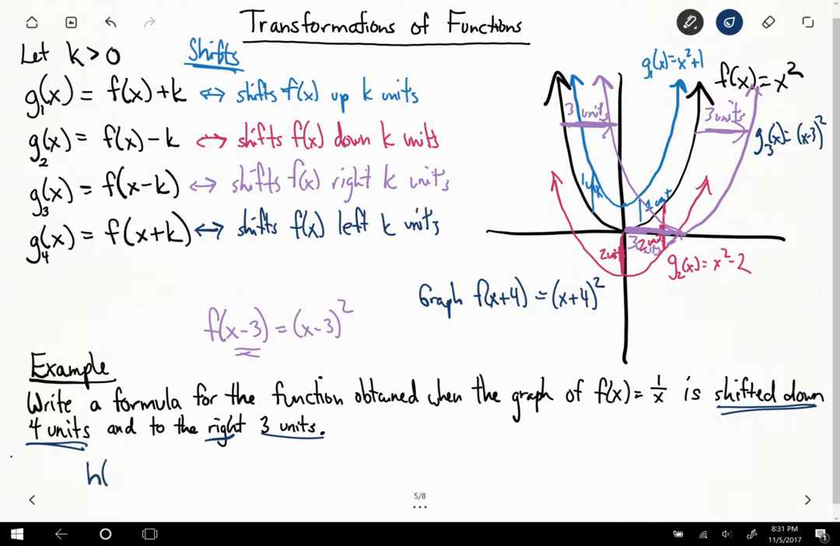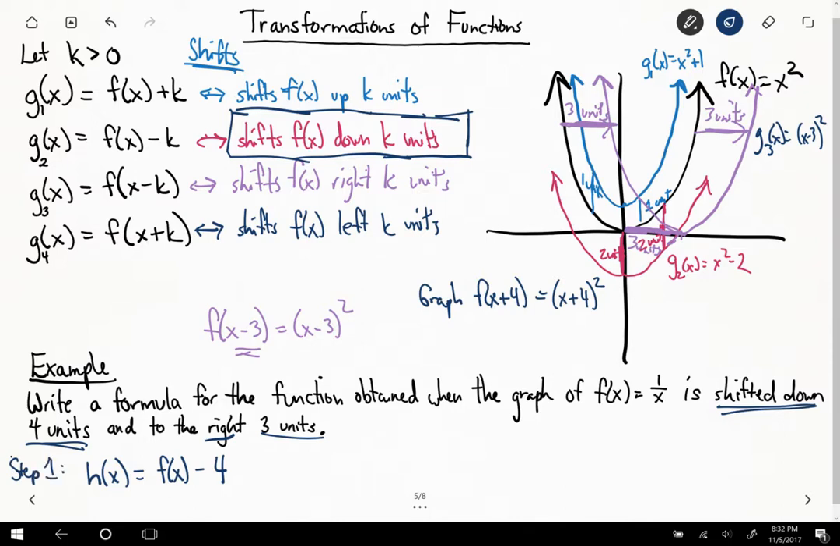What happens? h of x. Well, if we want to shift down 4 units, which one of these follows the down 4 units? So we go right in this little slot right here. So shifting down 4 units would correspond to us going f of x minus, and instead of k units we have 4, so we'll put 4. So now, that was step 1.